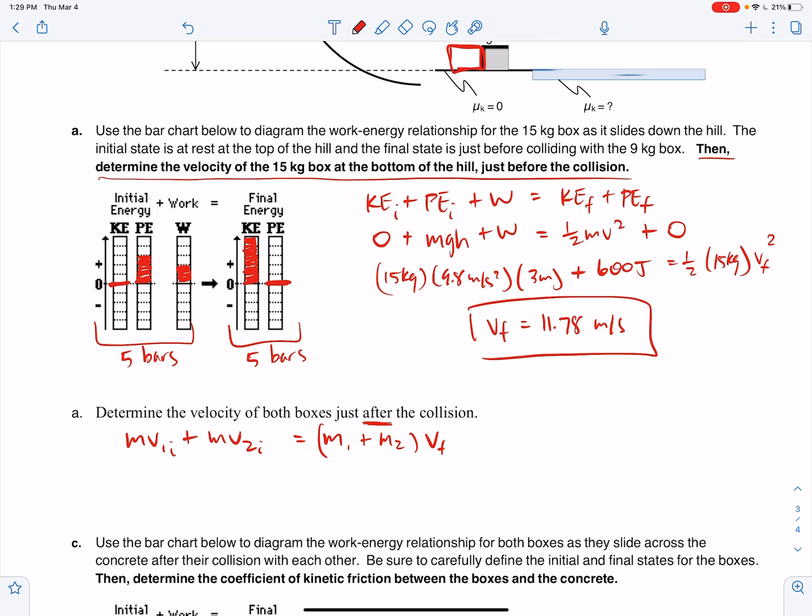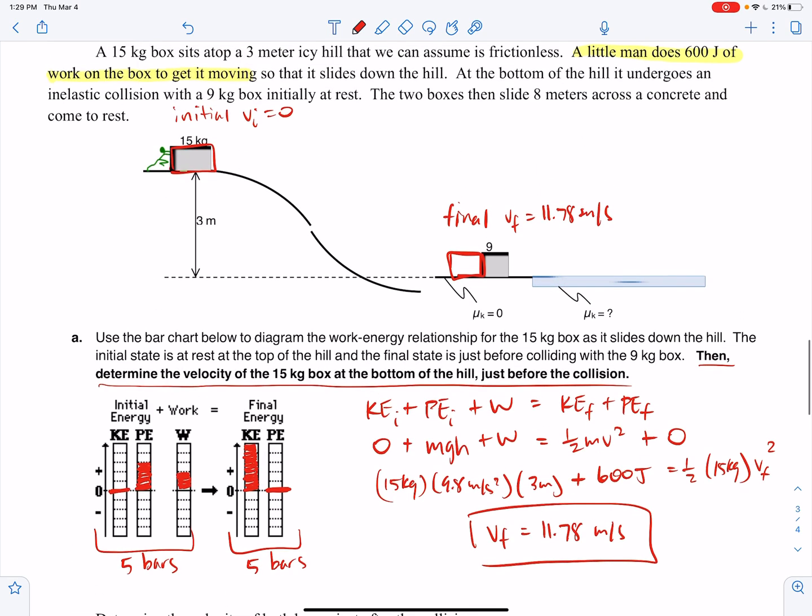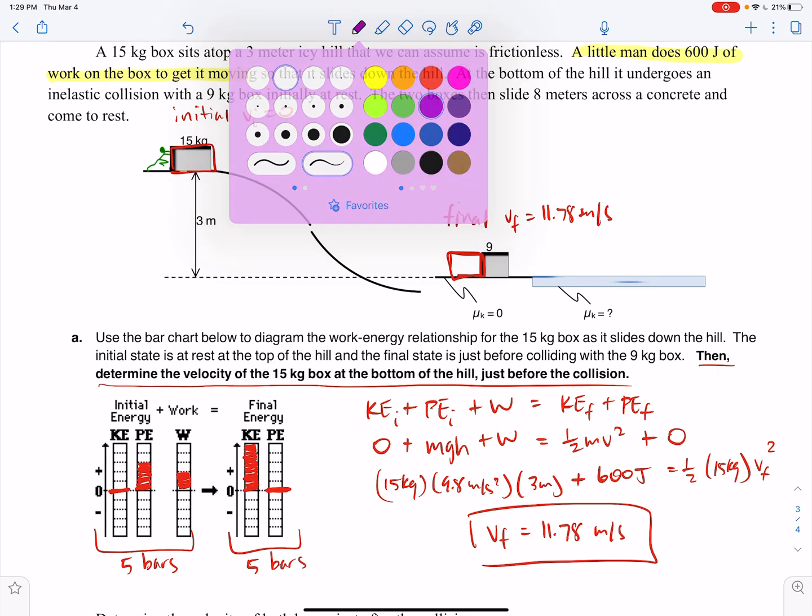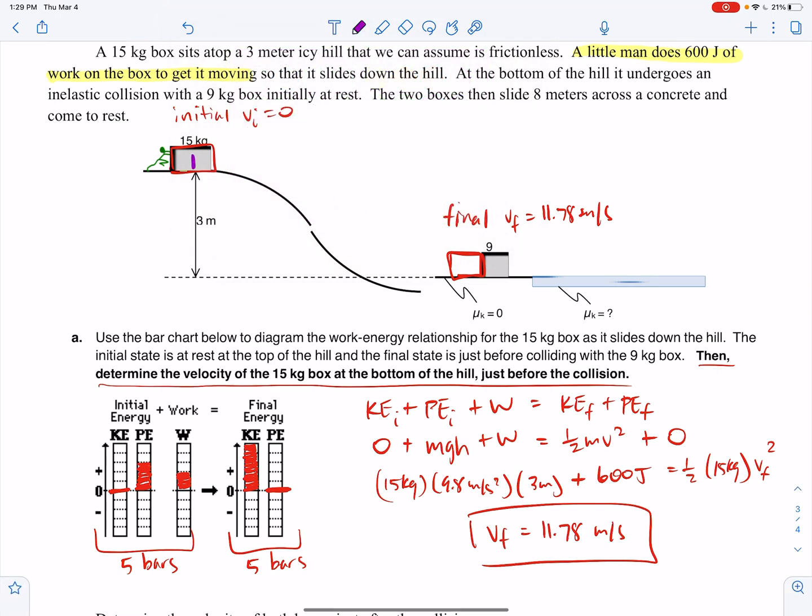So here we go. The first box, and by the way, I'm defining these this way. I'll call this box 1. This is box 2. Okay? And then when they stick together and they slide across the sidewalk, right? This is box 1 and box 2 together as a combined object.